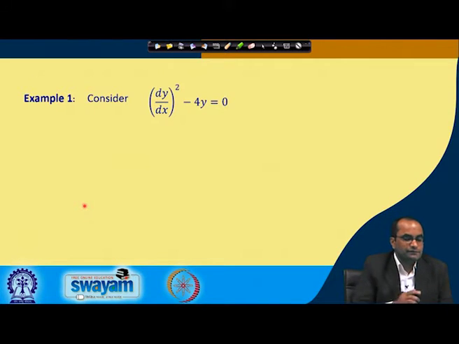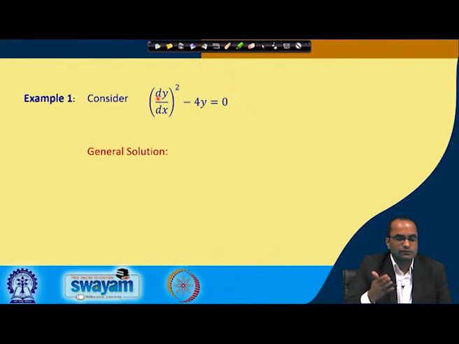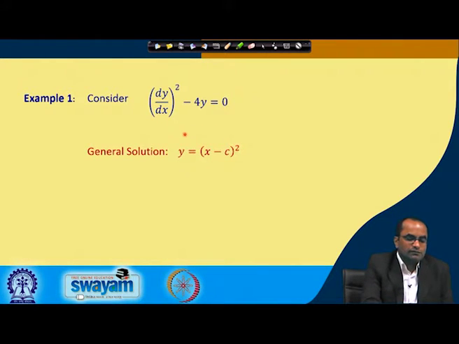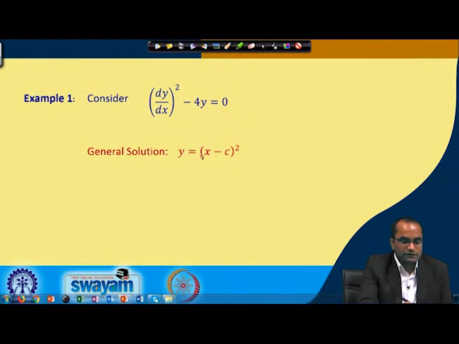Here we have, for instance, this differential equation (dy/dx)^2 - 4y = 0. We are not using any techniques to find the solution; that will be discussed in the next lecture. Here we are just providing the definitions. So, for example, y = (x - c)^2 is a solution, it will satisfy this differential equation.